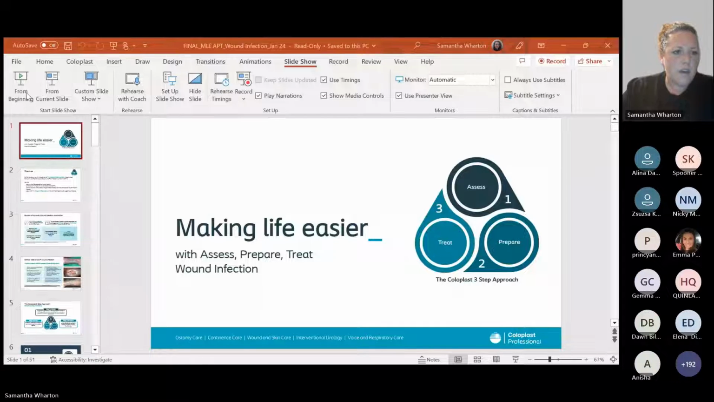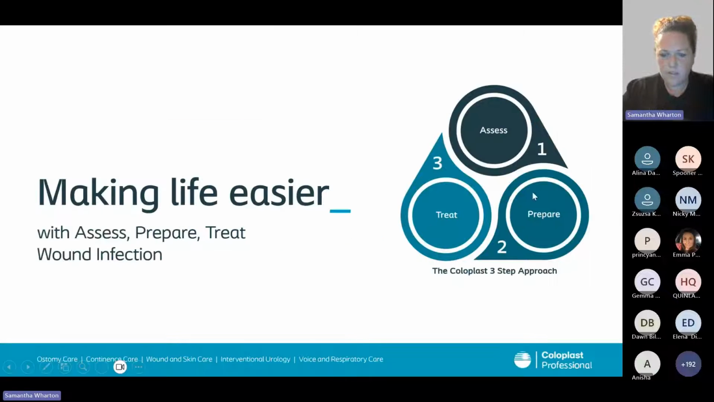I'm just going to get the slides up. Here we go, from the beginning. Okay, can everyone see the slides? Charlie, can you see them? Yes, we can see them. Thanks, Sam. Brilliant. So I'm going to get going, but I think people are still coming in. Please do use the chat function for any questions or comments you'd like to make.